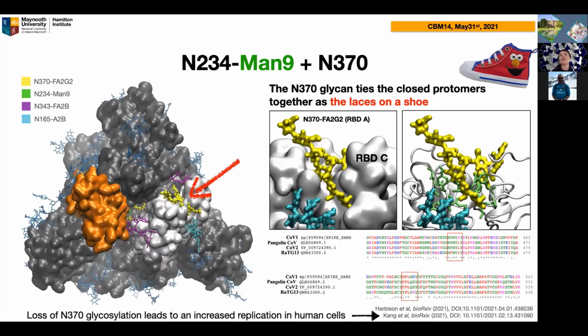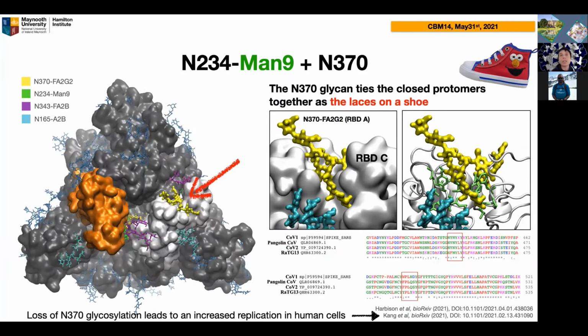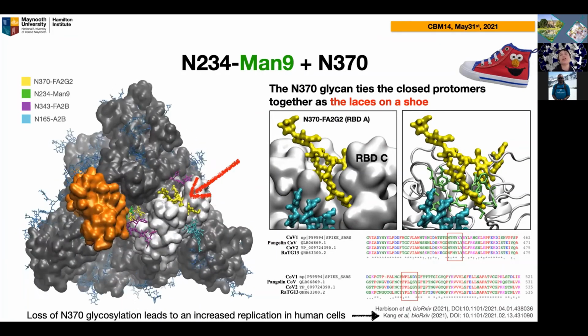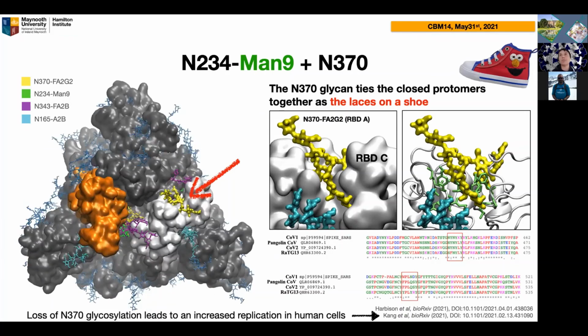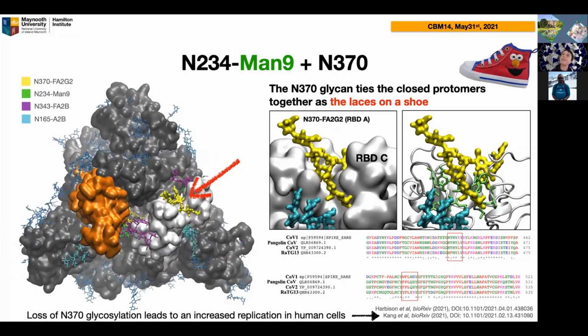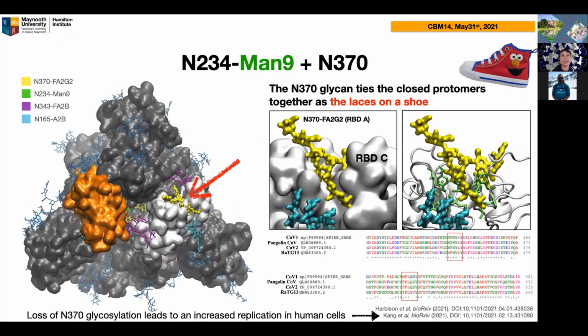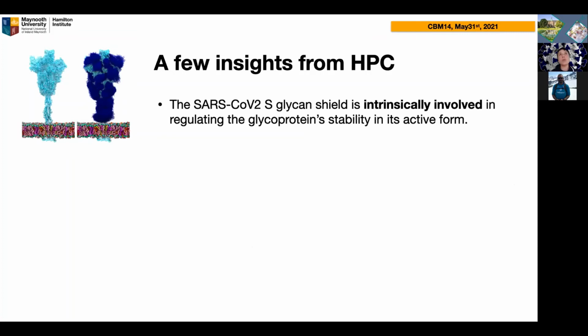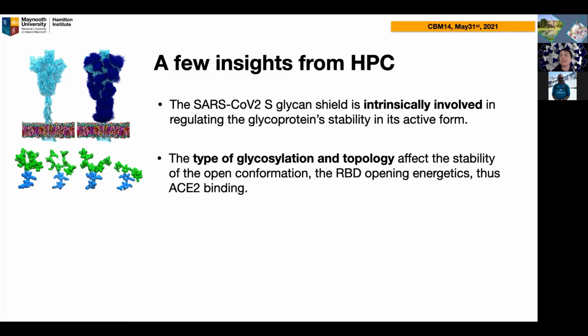Also, curiously, the different strains that carry the N370 glycosylation have not been resolved by cryo-EM in an open form, but only in the closed form, such as the pangolin and the bat RATG13. So to finish up, I hope I convinced you that the spike glycan shield is intrinsically involved in regulating the glycoprotein stability in its active form. The type of glycosylation and the topology of the glycan shield affect the stability of the open conformation, the RBD opening energetics, and thus the binding and infectivity of the virus.